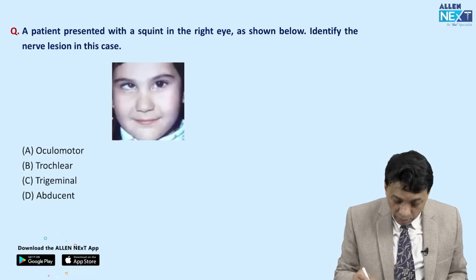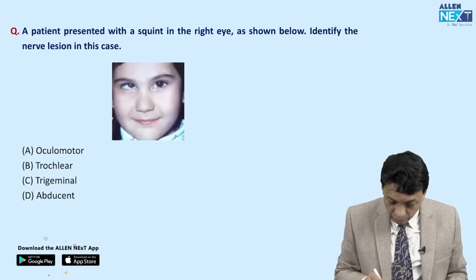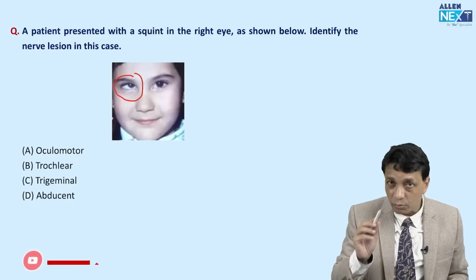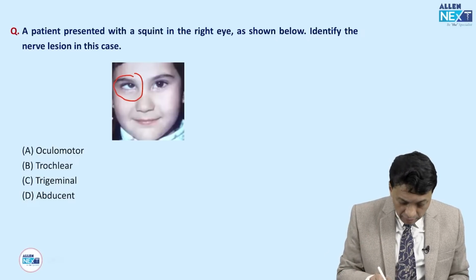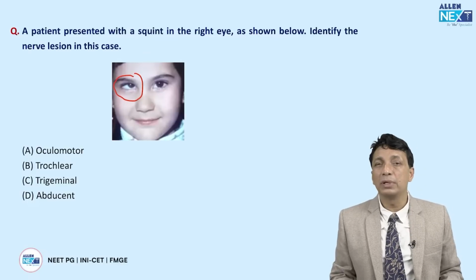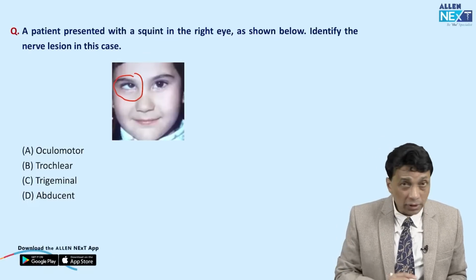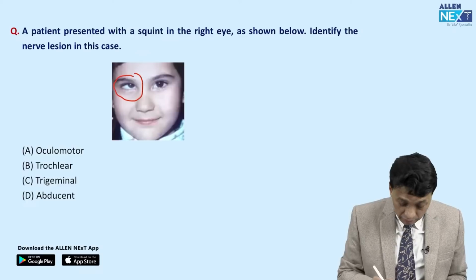A patient presents with squint in the right eye. Look at the picture as shown below. You can see the right eye, the cornea is moving up, and identify the nerve lesion. Is it the oculomotor, trochlear, trigeminal or abducent? And remember, ladies and gentlemen, this is fourth nerve paralysis. Fourth nerve is the trochlear nerve palsy.